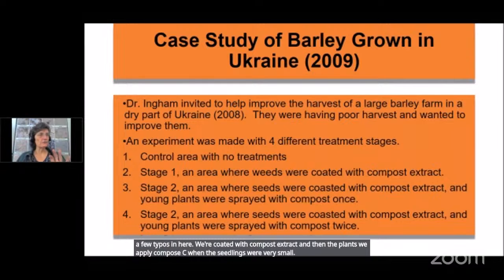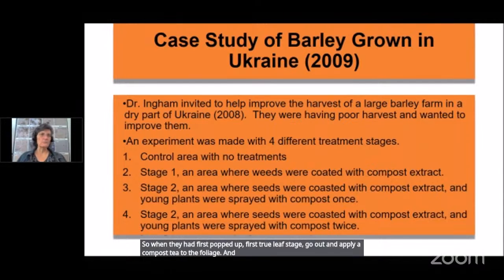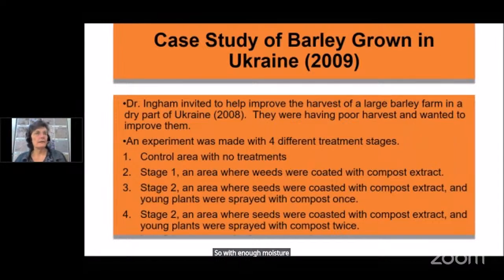So when they had first popped up, first true leaf stage, go out and apply a compost tea to the foliage. And of course, you're going to get the ground at the same time. So with enough moisture, the biology would move into the ground. And then the fourth treatment was we coated with compost extract on the seeds, and then 2 applications of the compost tea going on the plants.